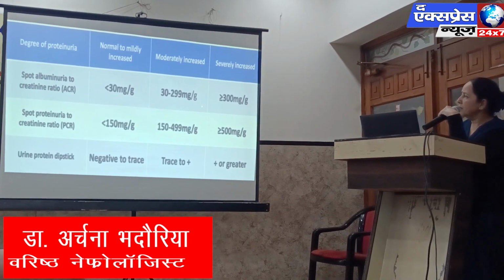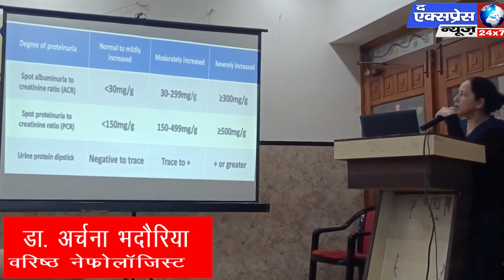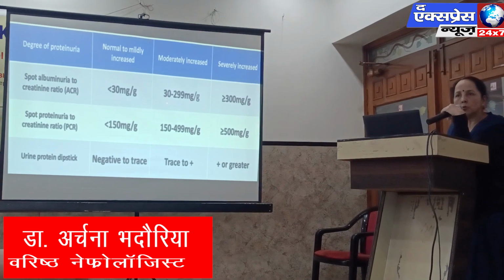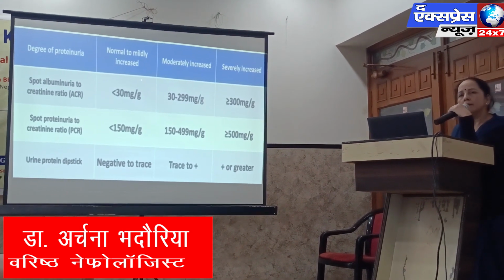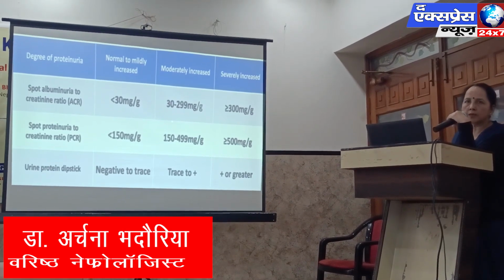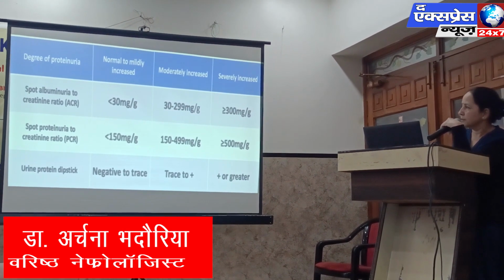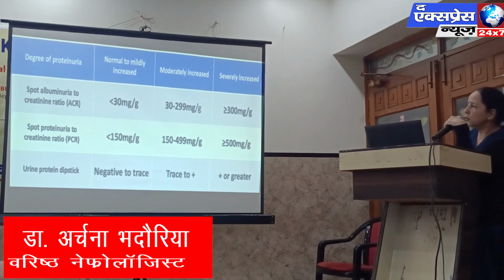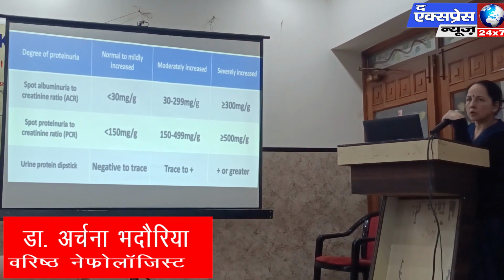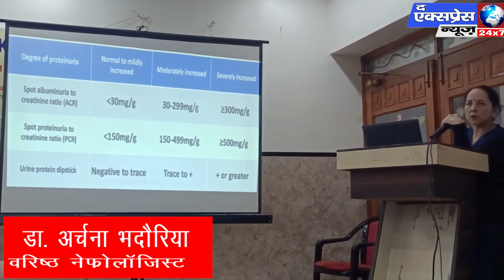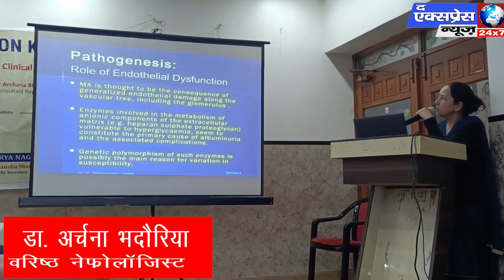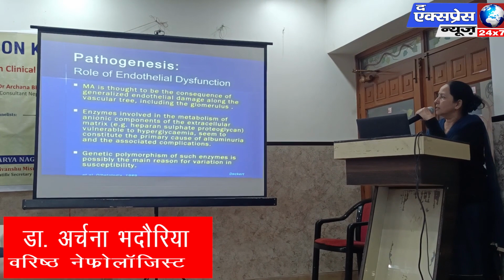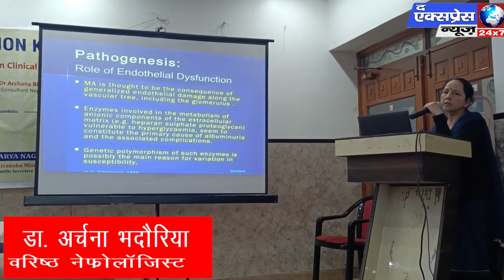So this middle figure is microalbuminuria because we have to do a special test to catch this value. It cannot be done on routine urine microscopy, which we are doing always. Then spot protein to creatinine ratio. This value would be higher. Microalbuminuria is thought to be the consequence of generalized endothelial damage along the vascular tree, including the glomerulus.